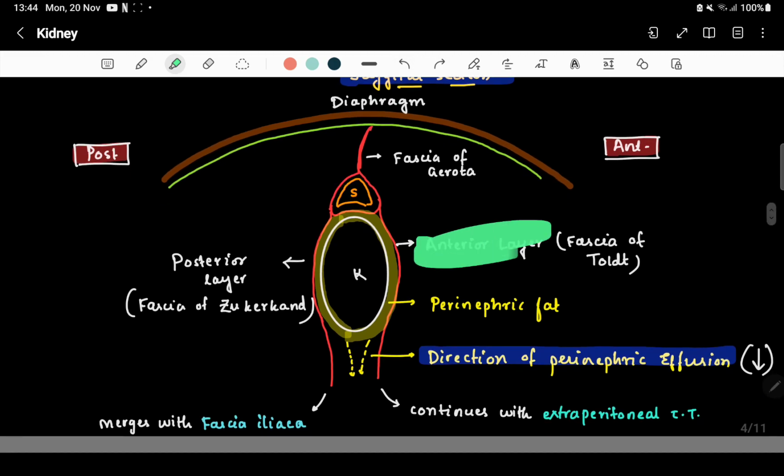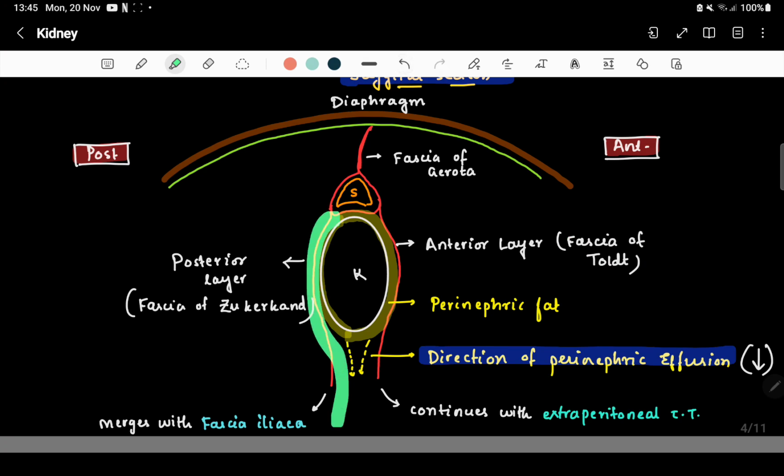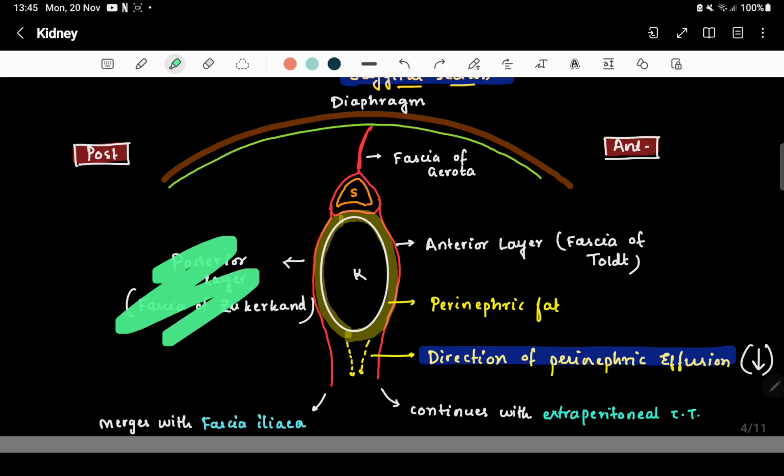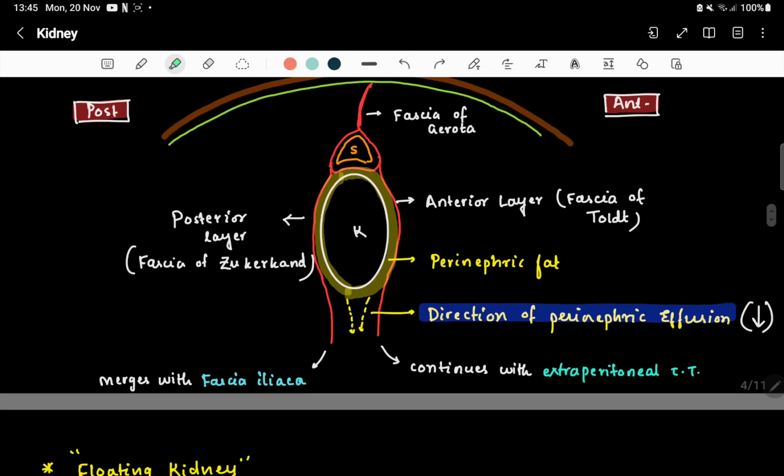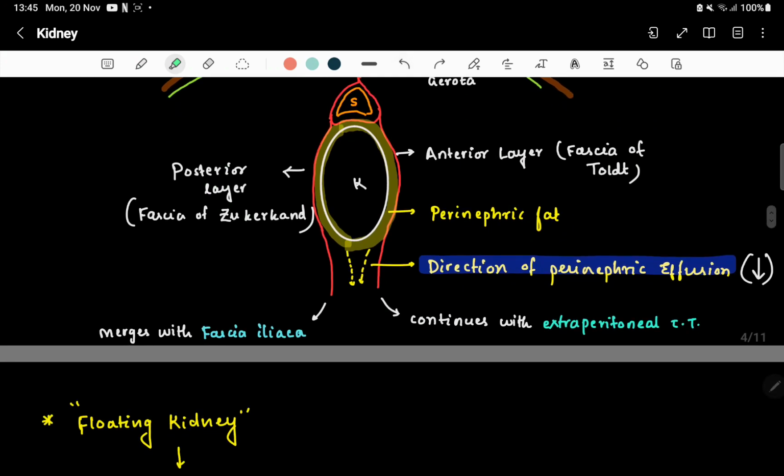Okay, so the anterior layer of the fascia of Gerota is called the fascia of Told, and the posterior layer of your fascia of Gerota is called the fascia of Zuckerkandl. Then you have the perinephric fat that is present inside. Okay, and the direction of perinephric effusion. Okay, if there is some perinephric effusion and fluid is accumulated, it will travel in this direction.